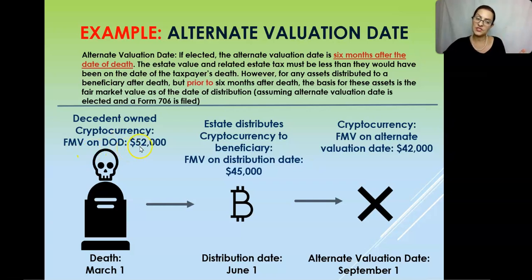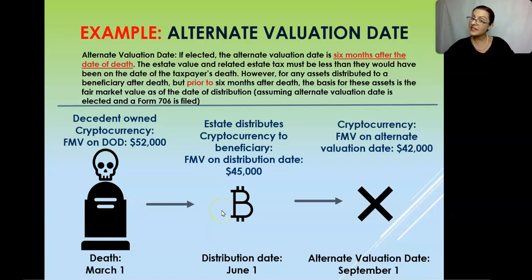So the cryptocurrency was worth $52,000 on the date of death. It was worth $42,000 on the alternate valuation date. But the cryptocurrency was actually distributed to the beneficiary on June 1st, and on June 1st, it was worth $45,000. So if the distribution occurred on June 1st and it was worth $45,000 on June 1st, then that's the valuation that would have to go on the Form 706, the $45,000, the date of the actual distribution.